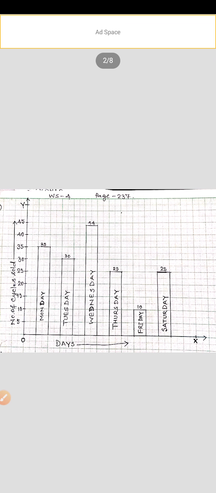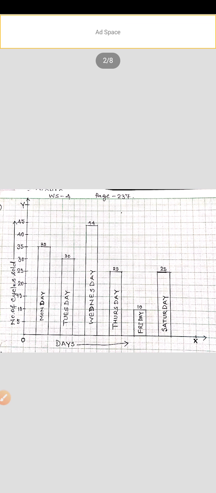And for Tuesday, draw a bar. Tuesday sold 30 cycles, and Wednesday 44 cycles, and Thursday 25 cycles, Friday 10 cycles, and Saturday 25 cycles. So this is your required bar graph which shows the number of cycles sold on different days in a week.